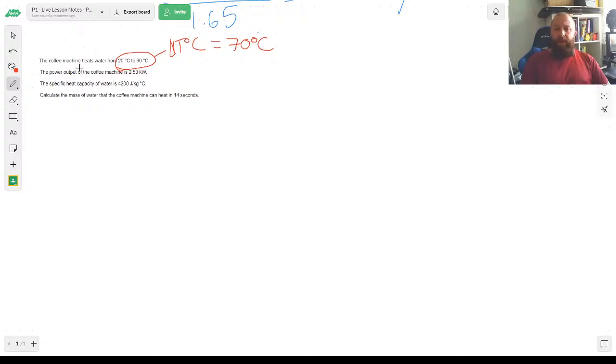Now, this is a more tricky question. Okay, I have a power value here. And I haven't taught you about power yet, so we'll look at that in a moment. So power is the energy transferred divided by the time taken. Okay, so basically it's the rate that I'm transferring energy.